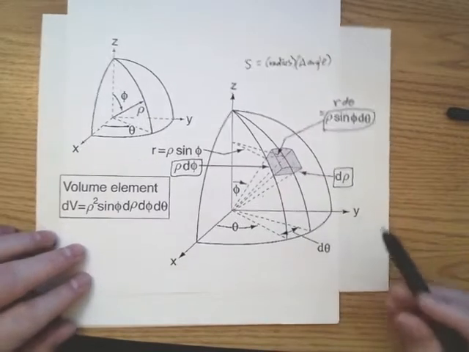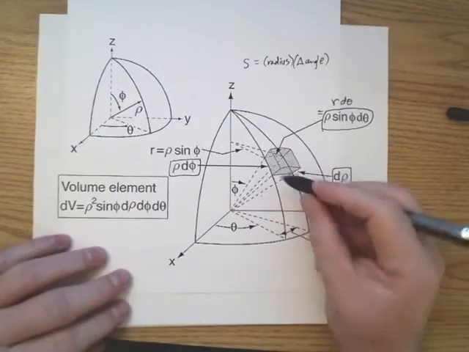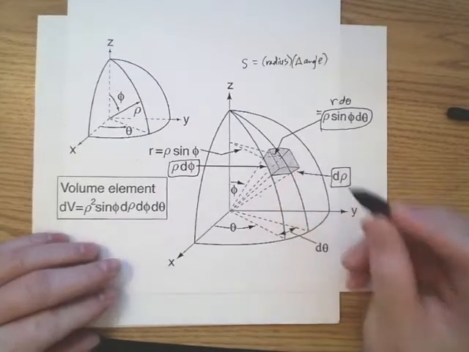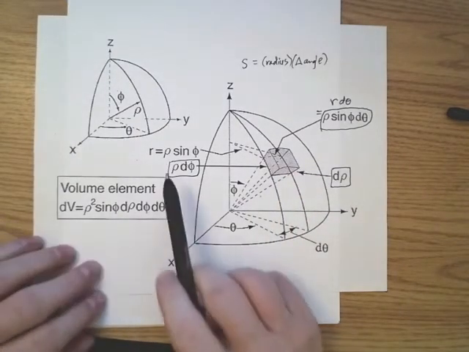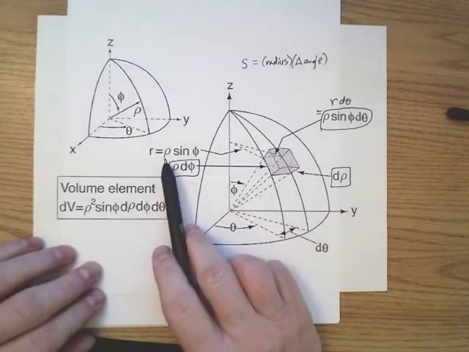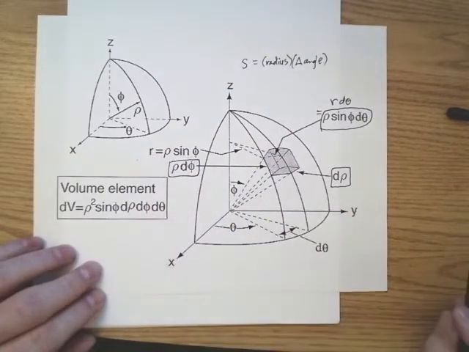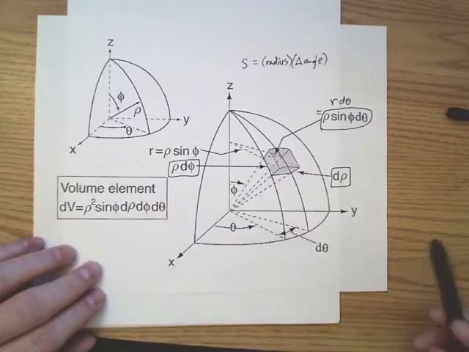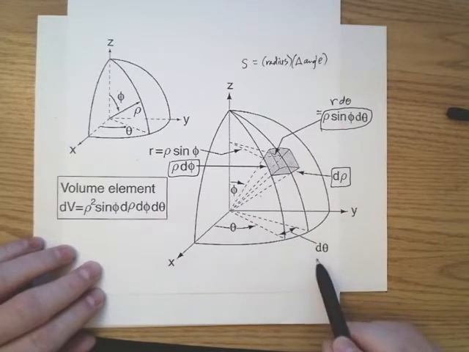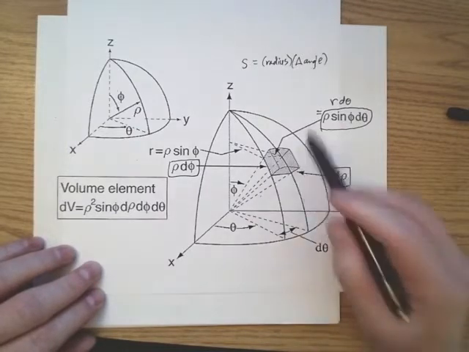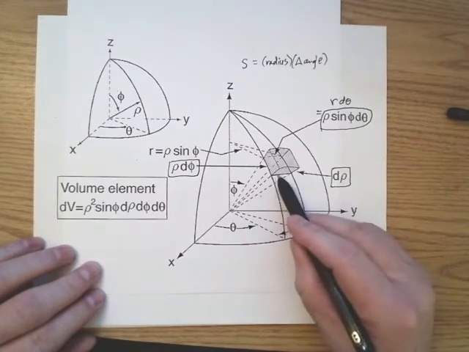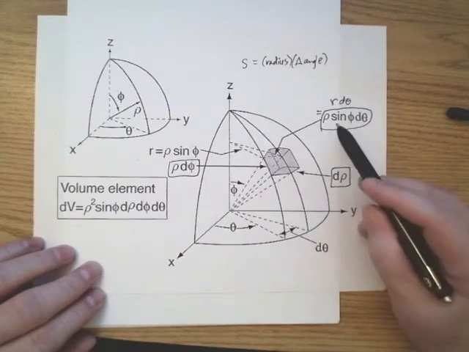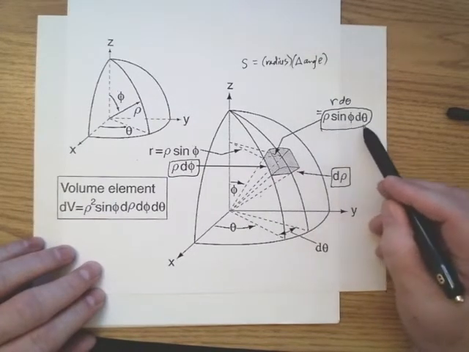And then there's one last dimension here. We want to change in the theta direction. Let's go back and remember that r is rho times the sine of phi, so r is rho sine phi. Think of that as the polar r. Then I'm making a change in theta, so thinking about this formula again, the length in this direction is r d theta, which would be rho sine phi d theta.